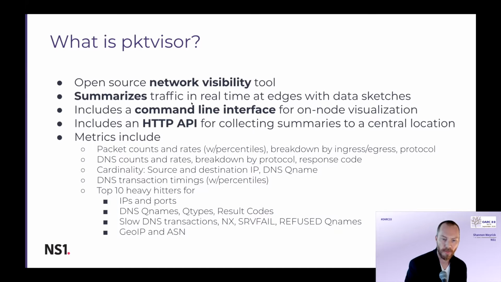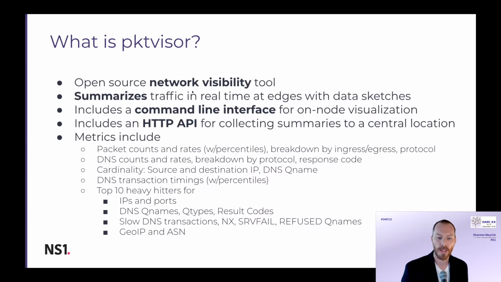Just to give a quick preview of what types of metrics we're talking about in terms of summarizing. So it's got layer 3 packet information, so a lot of packet counts and rates, breakdowns by protocols and so forth. Then it gets into deeper packet inspection. And so obviously we care a lot about DNS. And so we get into DNS counts and rates and breakdowns by protocol and response code there.